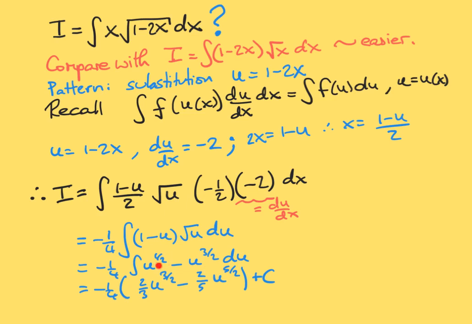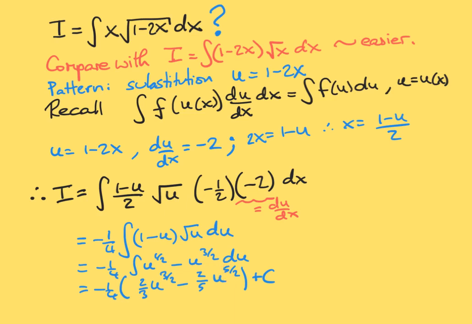We add 1 to the power here, so u to the half goes to u to the 3 halves, and then we divide by the new power, and that means you multiply by the reciprocal, so we multiply by 2/3. And then here, minus, add 1 to the power, that gives 5 halves, divide by 5 halves, and that's equivalent to multiplying by the reciprocal 2/5.